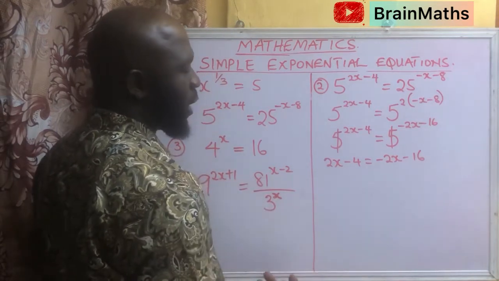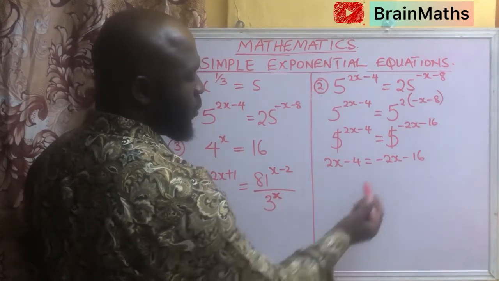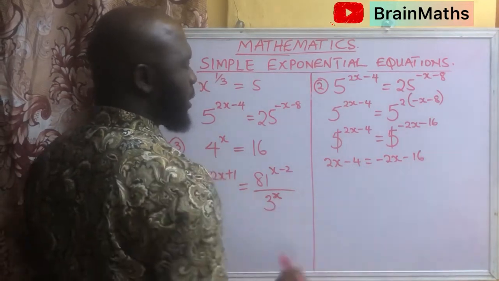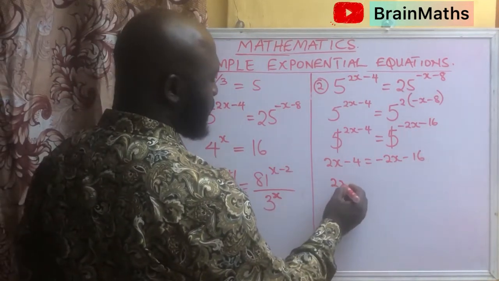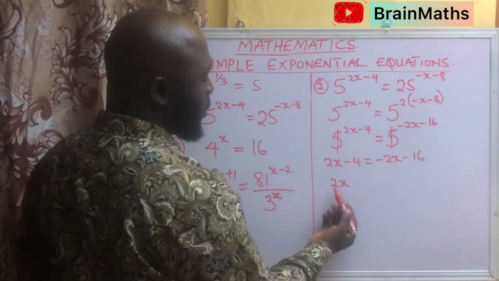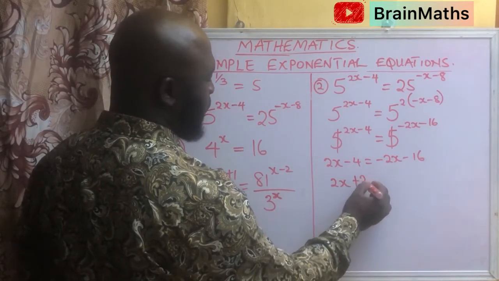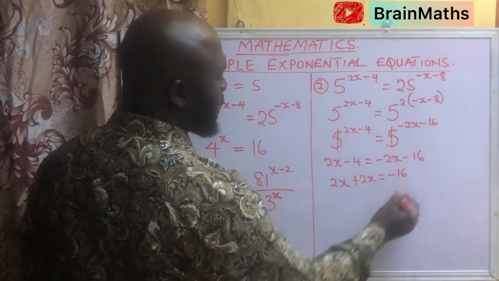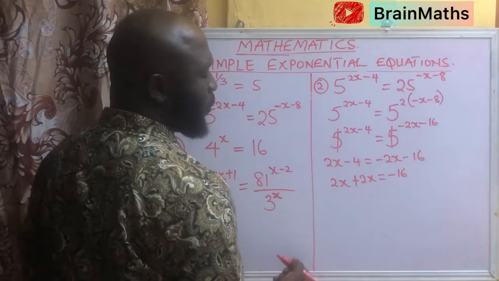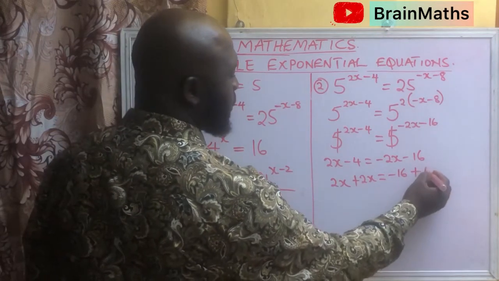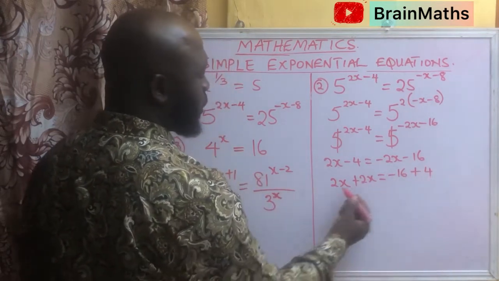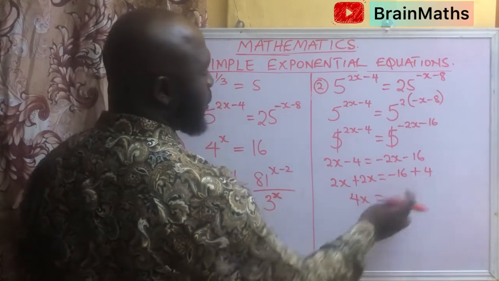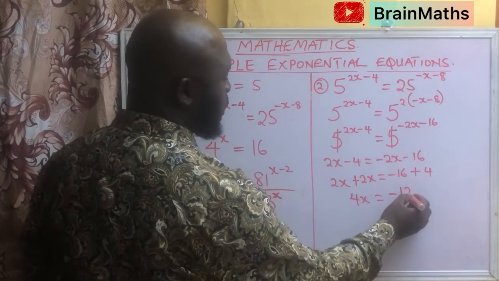So in this case, we are going to collect like terms. We are bringing the negative 2x to this side and the negative 4 to the other side. So we have 2x minus 2x. When it comes to the other side, it becomes plus 2x, which equals, we have a negative 16 on this side. When a negative 4 goes there, it becomes a positive 4. So this 2 becomes 4x, which equals minus 16 plus 4. That will give us minus 12.